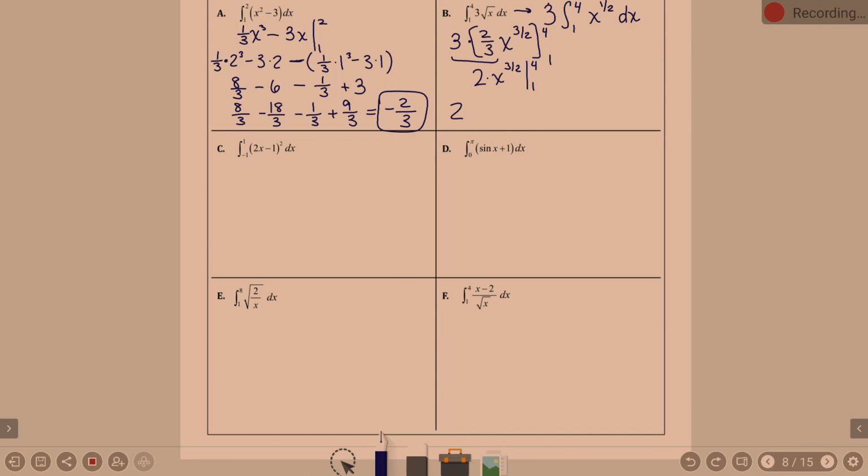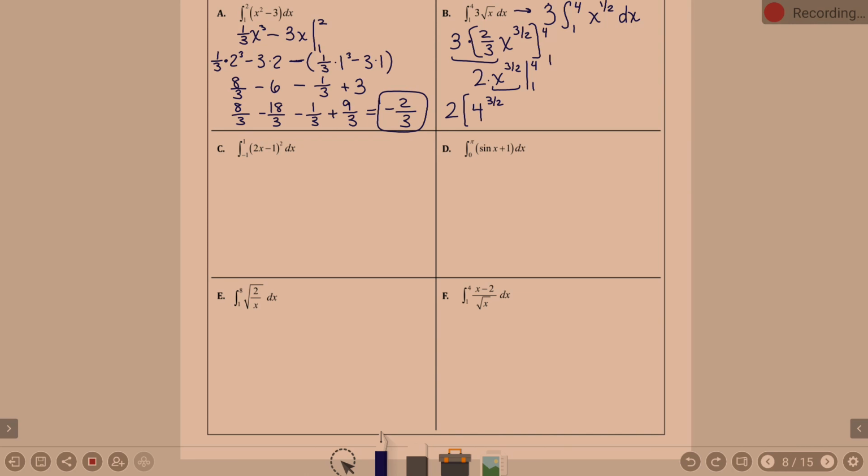This 2 is in the bottom, so it's just a constant multiplied by the whole thing. What we can do here is we can do 2 and just leave it out front. We don't have to have it in both parts. And then just worry about doing x to the 3 halves evaluated from 1 to 4. Does that make sense?